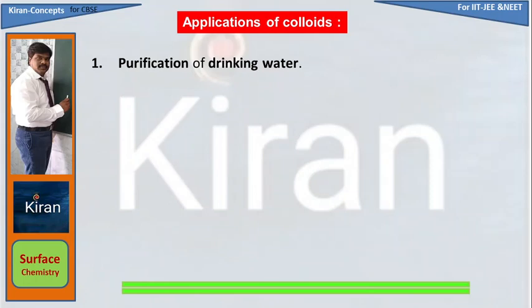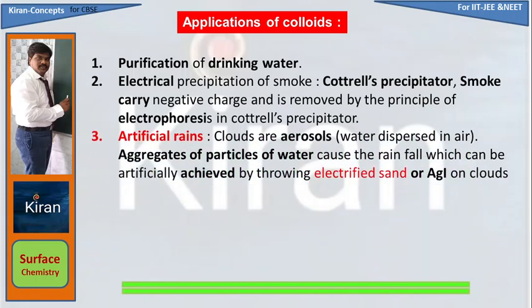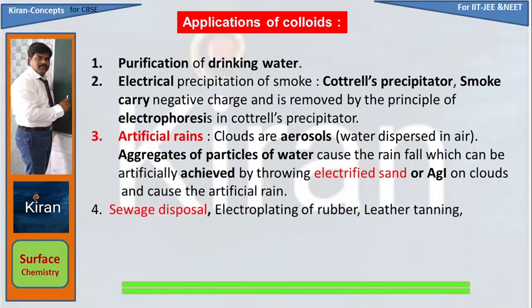Applications of colloids. It is used in purification of drinking water, electric precipitation of smoke, Cottrell's precipitator. Smoke carries negative charge and is removed by the principles of electrophoresis in Cottrell's precipitator. Artificial rain, there also we are applying this colloidal solution process. And sewage disposal, electroplating of rubber, lathering, tanning, and photographic plates and films.